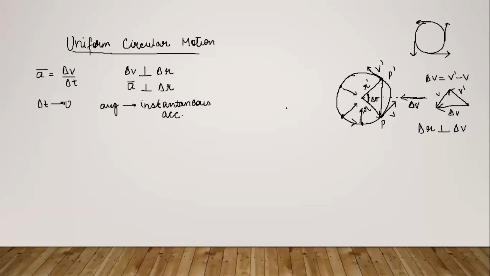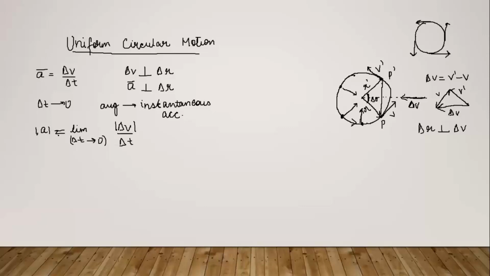Now for calculating the magnitude of the acceleration, let's write a. Here we are talking about the instantaneous acceleration, because average we don't need; for practical purposes we only need the instantaneous acceleration. So here we are taking delta v by delta t, the magnitude of delta v and the magnitude of acceleration.